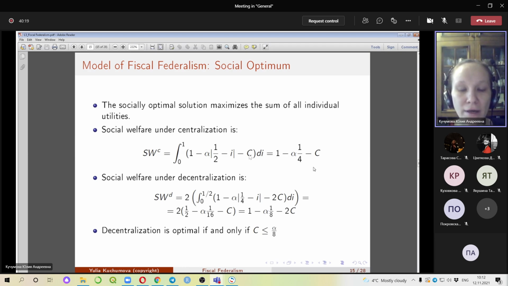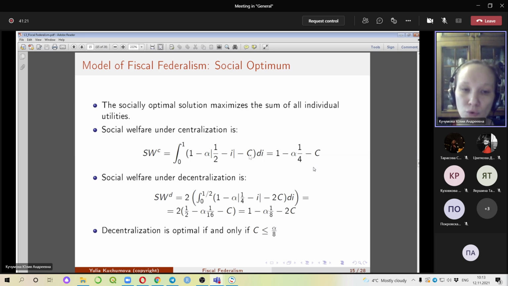So for that, we will need to sum up the utilities of all people, which mathematically means that we should integrate over i, where i goes from 0 to 1, of the utility u_i, which is 1 minus alpha multiplied by the absolute difference between 1/2 and i, minus C. You will discuss how to calculate this integral. You should know how to calculate it, but you will also work on this during the seminar, to refresh your knowledge. Once you do that, you will see that it's equal to 1 minus alpha divided by 4, minus C, right?